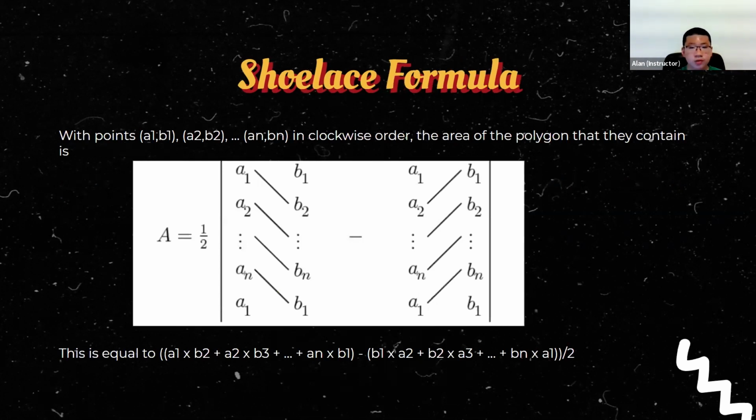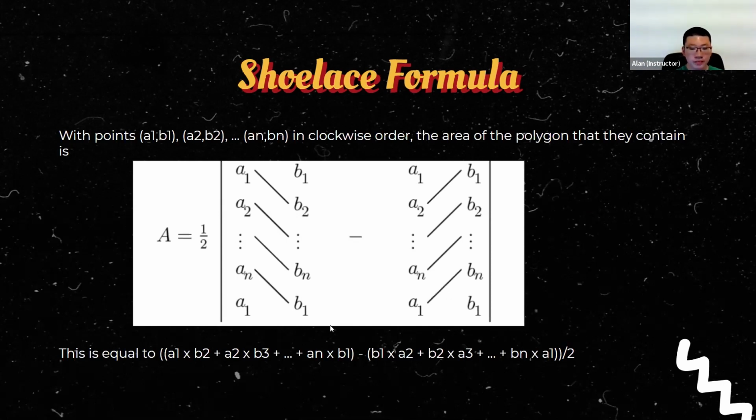So here's the actual formula for the shoelace method. If you have points (A1, B1), (A2, B2), and all the way to (AN, BN), it doesn't matter how many vertices this shape has. You put them in clockwise order, and the area they contain is equal to: you multiply along the line. So for example, A1 times B2 plus A2 times B3 plus A3 times B4, and you keep adding that until you get to AN times B1.